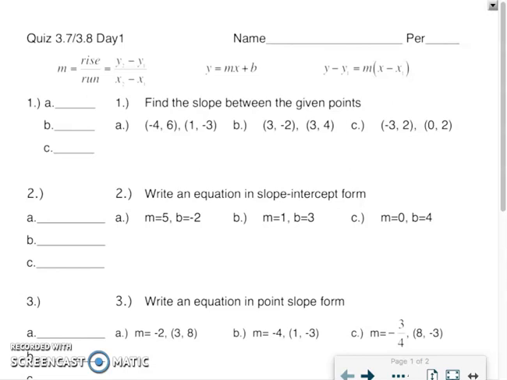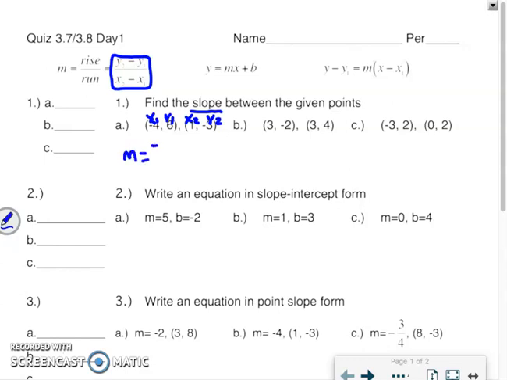For the first problem, it says find the slope. We need a formula for that. The slope is rise over run, which is this formula here, change in y over change in x. So it doesn't matter what x1 and y1 are as long as they're together. Doesn't matter what x2 and y2 are as long as they are together. So change in y over change in x then.